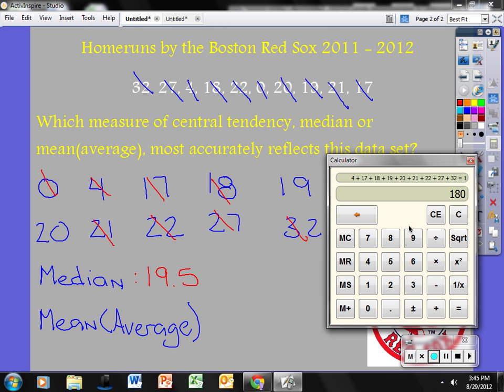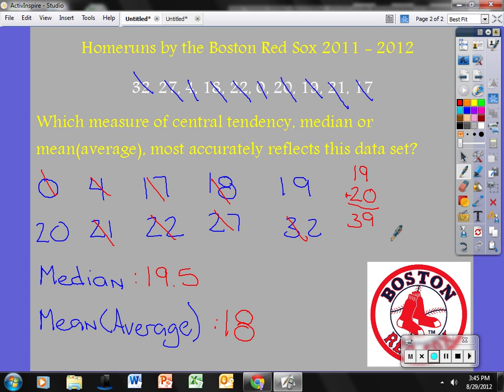Now, my mean is not 180, obviously. I need to divide that by how many pieces of data are in the data set, which is 10. So 180 divided by 10 equals 18. Now the question becomes: these numbers are very close to each other. Which number most accurately reflects this set of data? They're about 1.5 off.